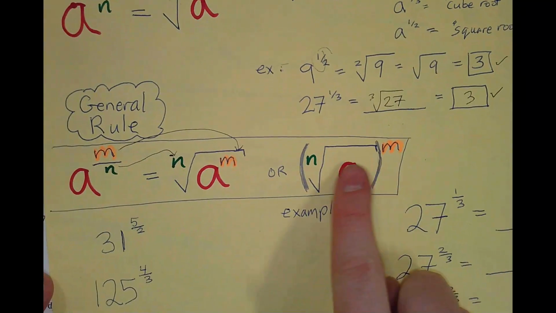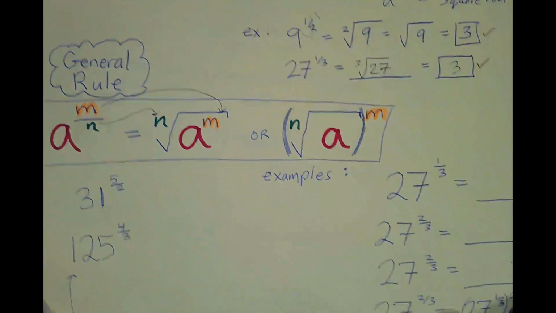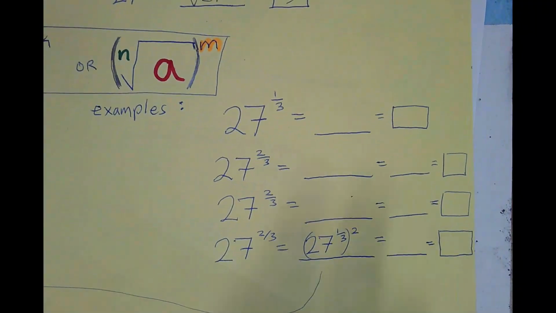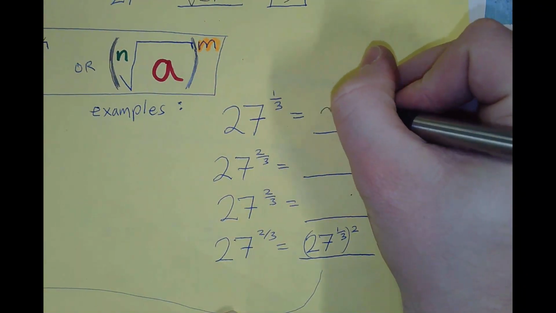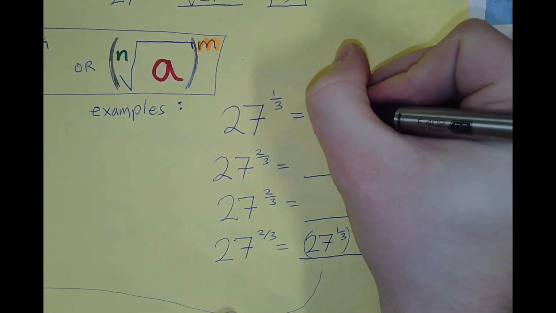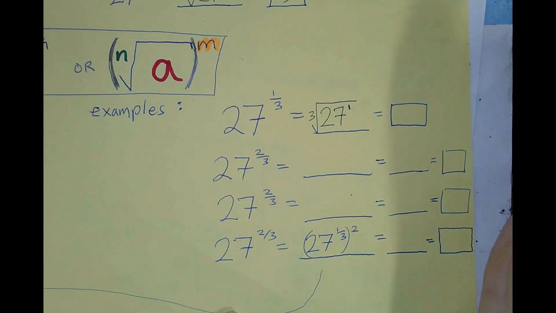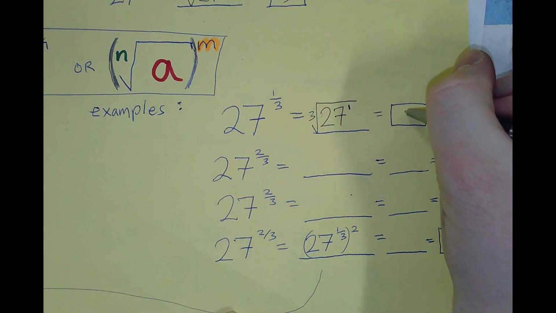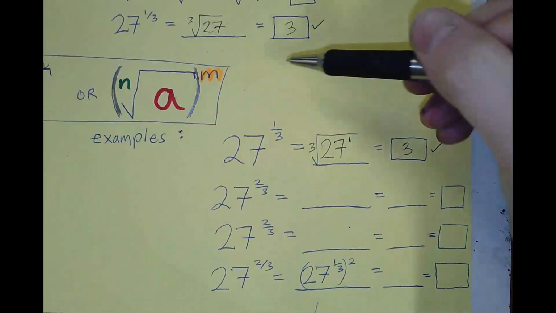Here's another way to write it, and there's a benefit to writing it this way as well. And I will show you a couple of examples why. So our first example is going to be 27 to the 1/3. That can be rewritten as 27, the 3 goes here, and the 1 goes here. Well, what's the cube root of 27? 3. Done. Just like this. We did it before here.